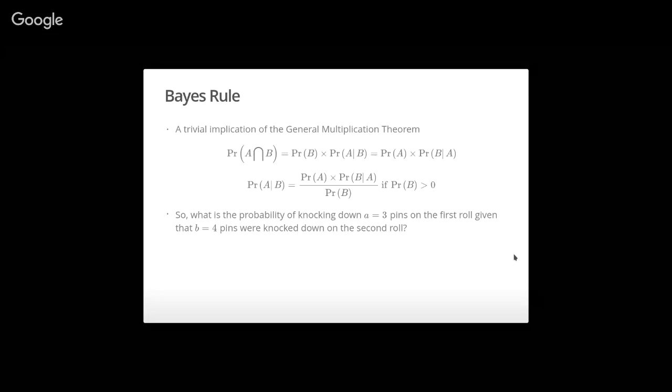How would you go about computing that conditional probability of knocking down three pins on the first roll, given that four pins were knocked down on the second roll? All right, 15 seconds to think about that.